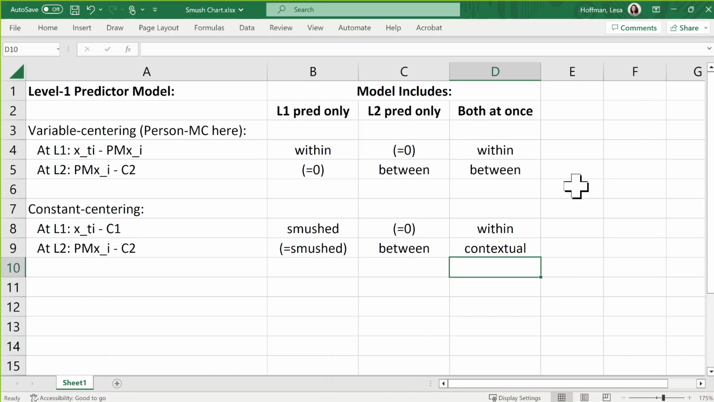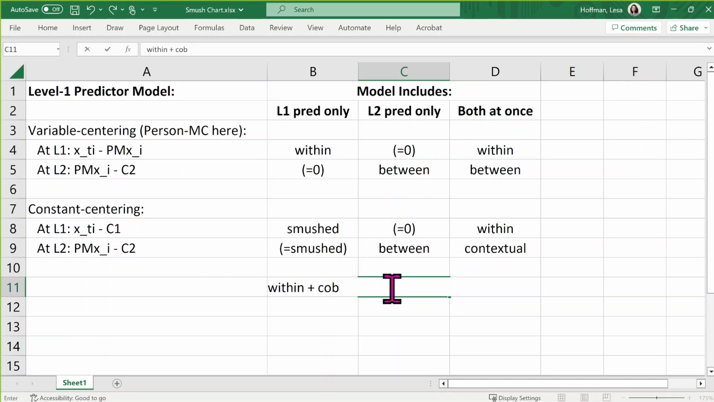So we end up at the same place so long as these effects are fixed only, because what I can say to unite them is that within plus contextual, nope, can't spell. Within plus contextual equals between. Alternatively, between minus within equals contextual.